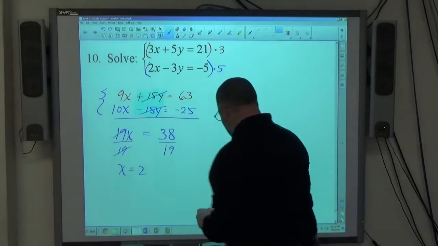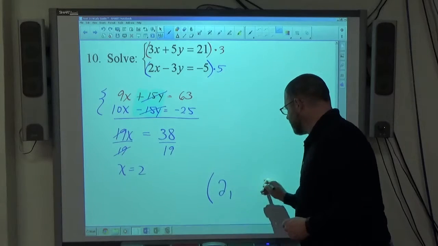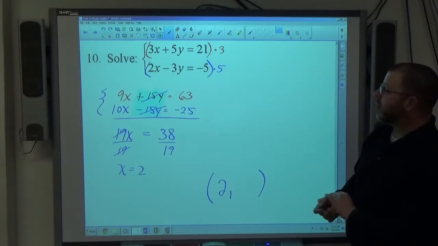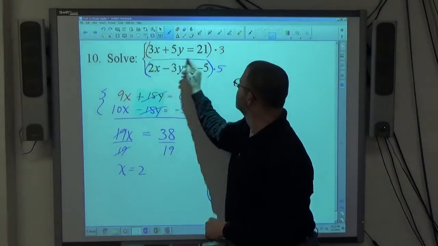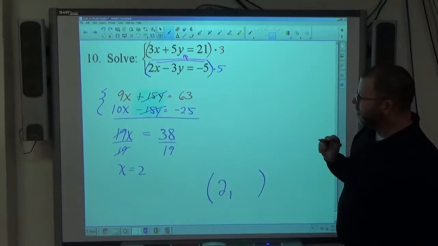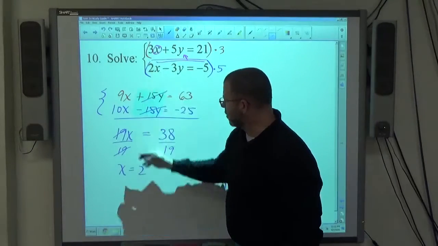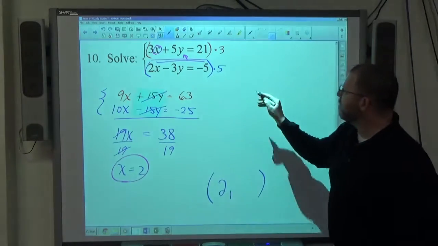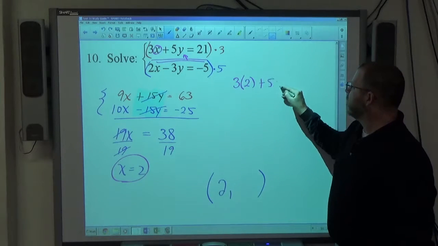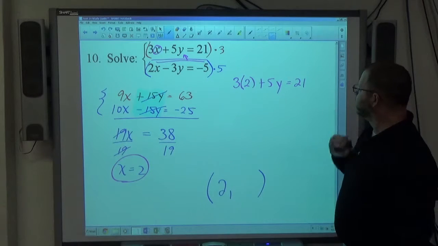My job on these problems is always to get an ordered pair, x comma y. All I've found so far is x. To find y, I've got to go back to the original problem. I'm going to go right here, this one, and I'm going to use that equation to find y. So what I know is x equals 2. So I'm going to take that fact and say instead of 3x, 3 times 2 plus 5y, I don't know what y equals yet, equals 21.